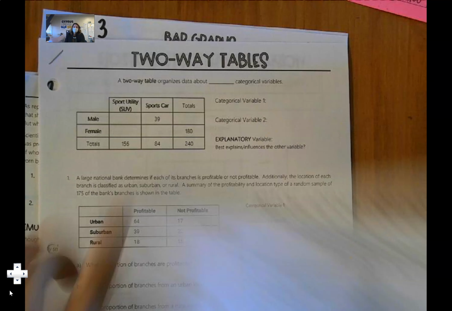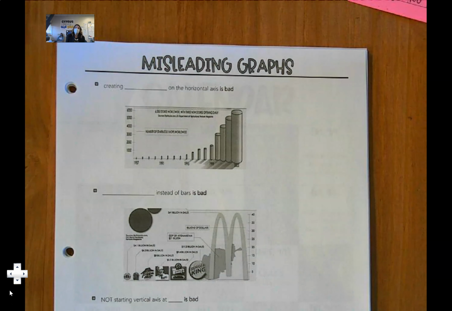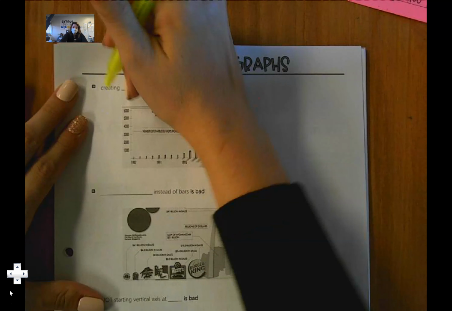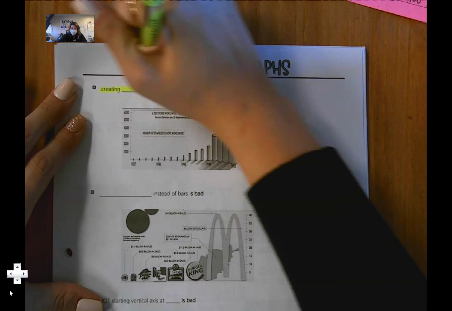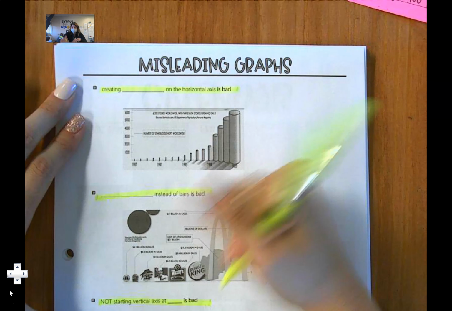So before we get into these tables, I want to go over what you should not do if you're making a bar chart. So this most specifically applies to bar charts. I'm going to highlight the 3 things that you shouldn't do, and then we'll fill them in. There's 3 things that you should not do.